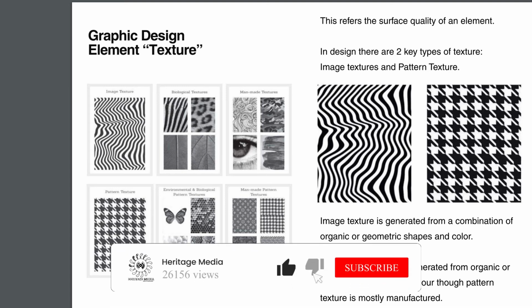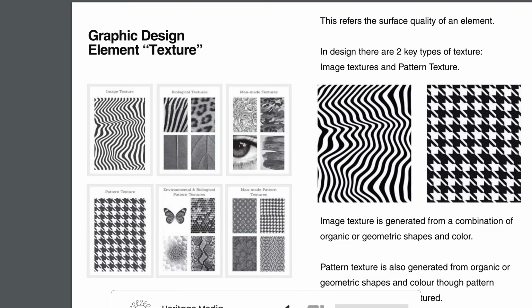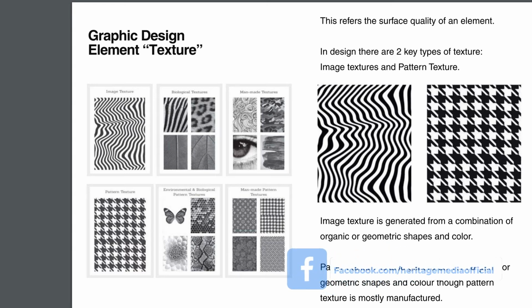Texture refers to the surface quality of an element. In design, there are two key types of texture: image textures and pattern textures. Image texture is generated from a combination of organic or geometric shapes and color. Pattern texture is also generated from organic or geometric shapes and color, though pattern texture is mostly manufactured.